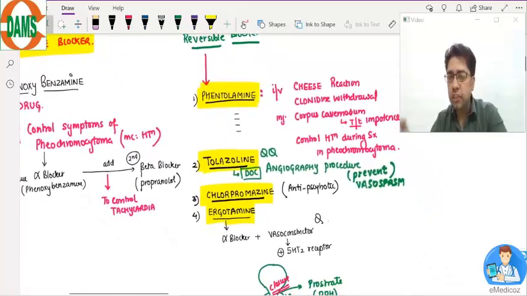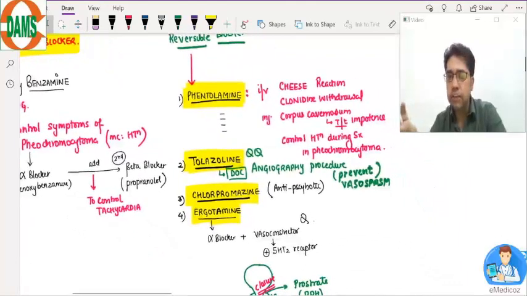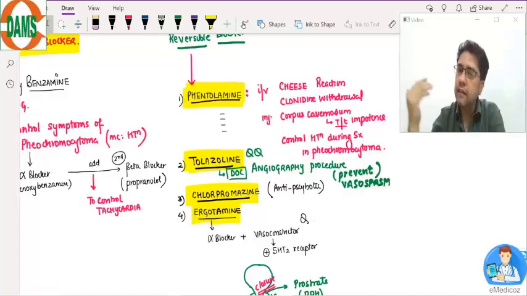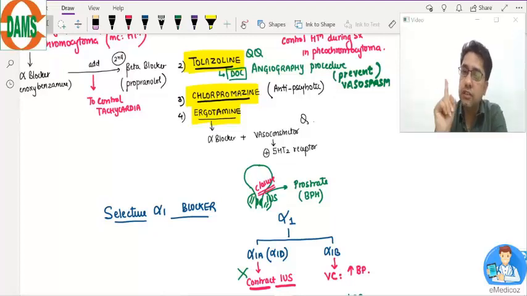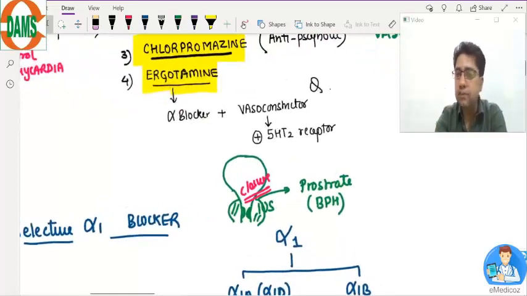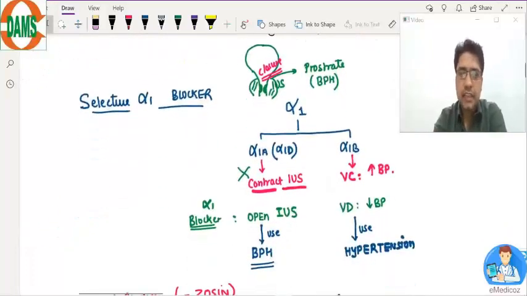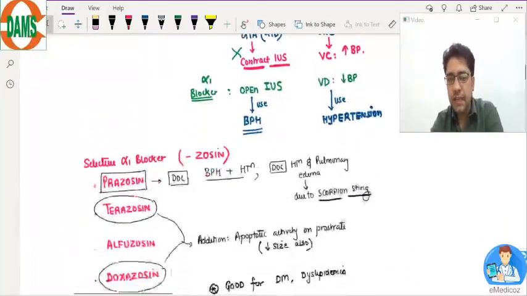Competitive: phentolamine, used in cheese reaction, clonidine withdrawal, corpus cavernosal injection for impotence, and pheochromocytoma during surgery. Tolazoline is used for angiography procedures. Ergotamine is the only alpha blocker which is not a vasodilator; rather it is a vasoconstrictor because it stimulates some serotonin 5-HT2 receptors.